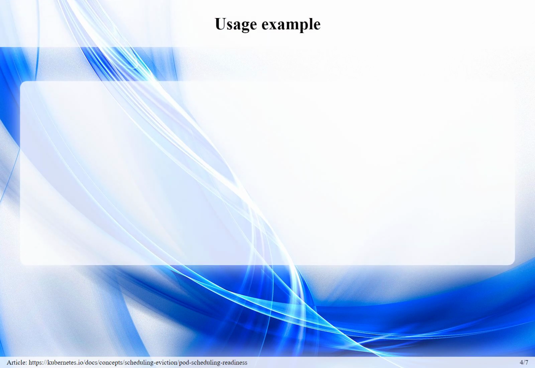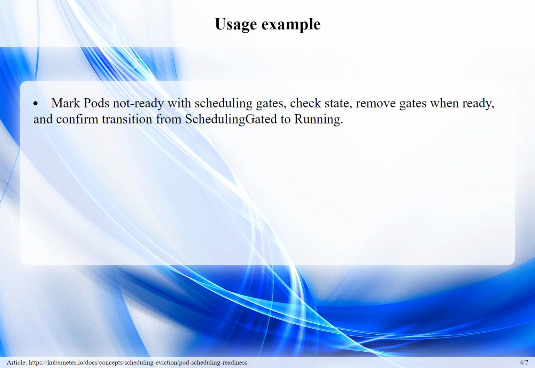Usage example. To mark a pod not ready for scheduling, use scheduling gates in its manifest, e.g., pod/pod-with-scheduling-gates.yaml. Check its state: SchedulingGated. Once ready, remove scheduling gates by reapplying a modified manifest, e.g., pod/pod-without-scheduling-gates.yaml. Confirm the empty schedulingGates field and the expected transition from SchedulingGated to Running, given no CPU or memory requests.